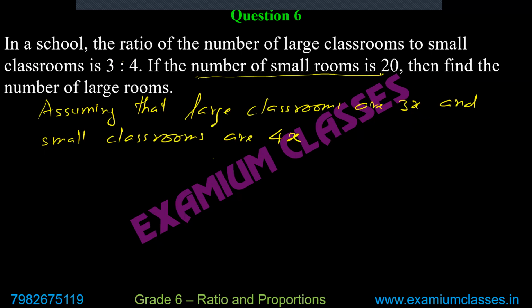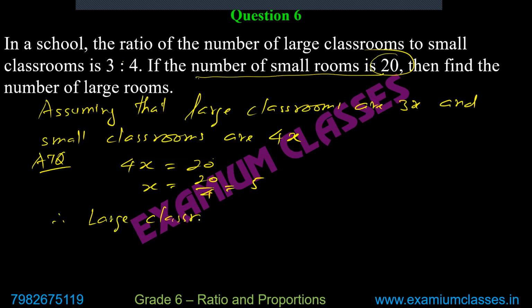If the number of small rooms is 20, and we have assumed small rooms are 4x, so according to the question, 4x is equal to 20. That is, x is 20 by 4, that is 5. So how many large classrooms will there be? 3x. So the number of large classrooms will be 3 into 5, that is 15. That is the answer.